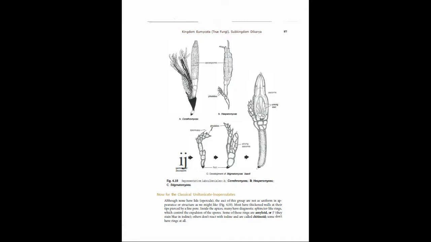Although none have lids, or opercula, the asci of this group are not as uniform in appearance or structure as we might like. Fig 4.19. Most have thickened walls at their tips pierced by a fine pore. Inside the apices, many have diagnostic sphincter-like rings, which control the expulsion of the spores. Some of those rings are amyloid, or J+, they stain blue in iodine, others don't react with iodine and are called chitinoid, some don't have rings at all.